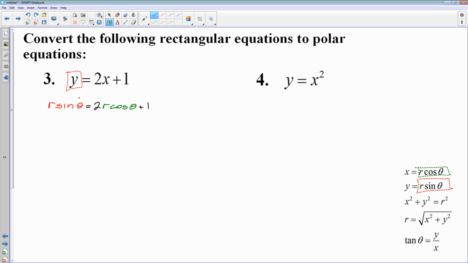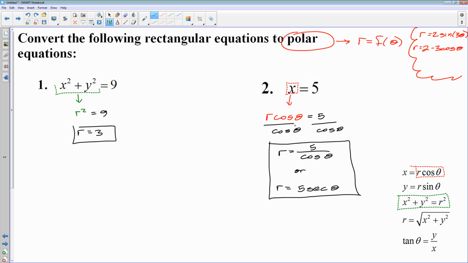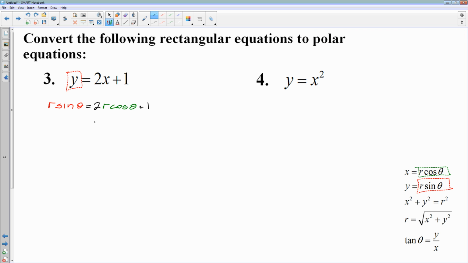Now I want to try to solve for r, and this is where the problems get a little bit more difficult. These last 2 problems, solving for r wasn't any trouble. Just had to take the square root of the first one. This one I simply had to divide by cosine. Here, I've got r's in 2 different places. I have an r right here and an r right here. So if I want to solve for r, you want to get them on the same side of the equation. I'm going to do that by taking this whole term, 2r cosine theta, and I'm going to subtract it from both sides of the equation.